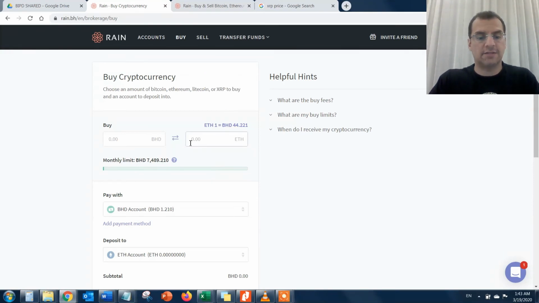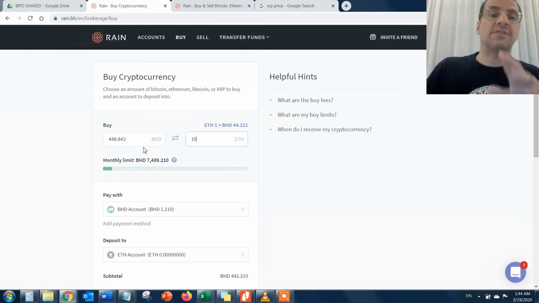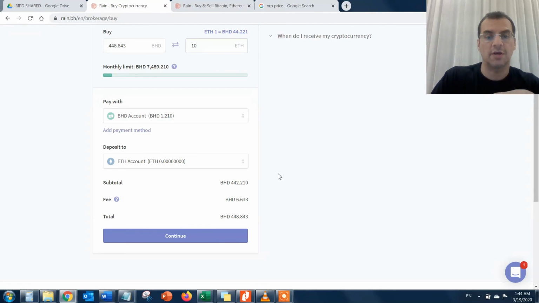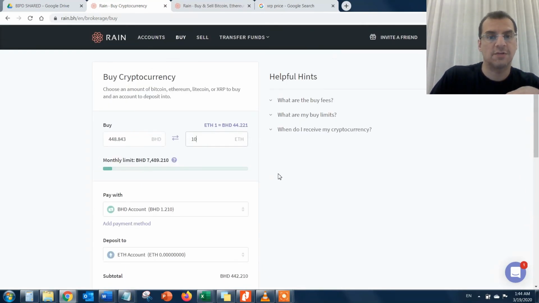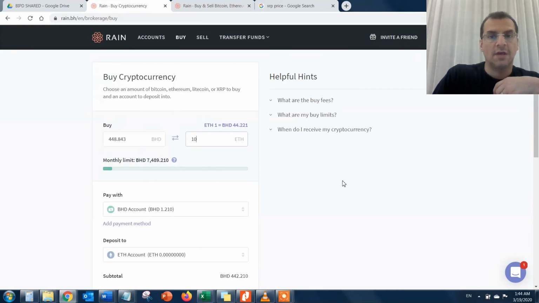So if I want to buy, let's say, 10 Ether units, I have to pay 448 BD, which means I have to have the 448 BD in my Rain account, in my balance, to be able to make that purchase. The same terms and conditions apply to any other cryptocurrencies out there, right? It depends on what you want to purchase. What happens here is you're paying with your BHD, your Rain account, and the equivalent of the token, in this case Ethereum or Ether, is deposited into that blockchain for you to receive. All right? Does that make sense? Okay.